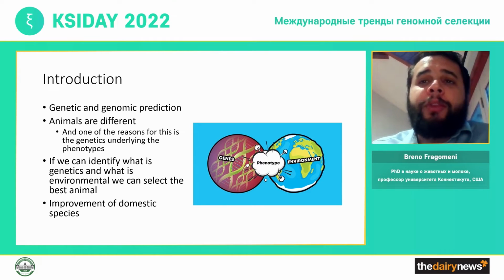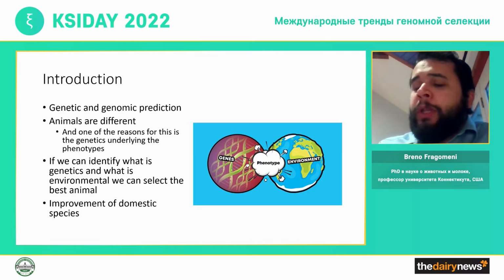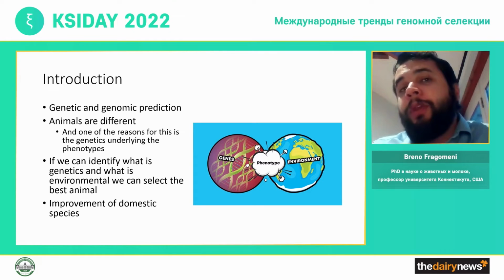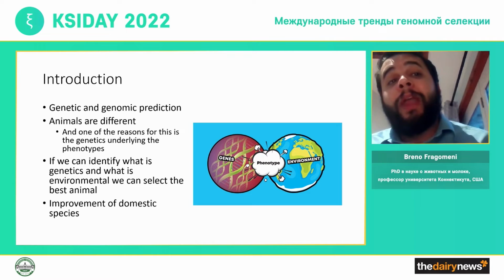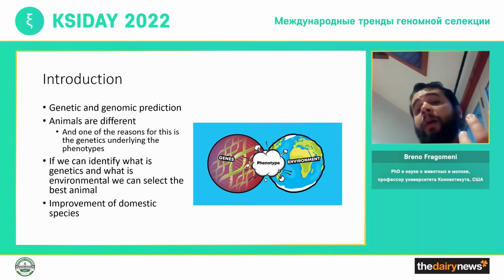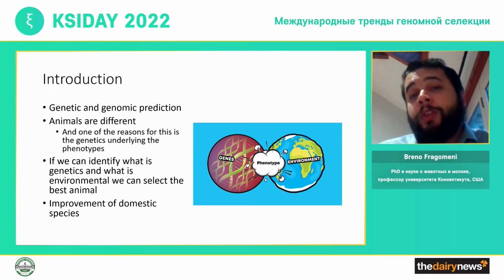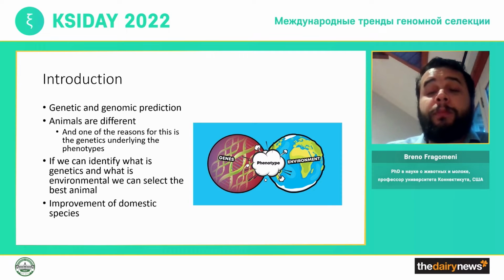Animals are different from each other. We look at two individuals, we collect phenotypes, there is going to be a variation. The reason for that variation can be on their genomics, on their genetics, and can be because of the environment too. However, the interaction between the two is also a factor that may make animals different.